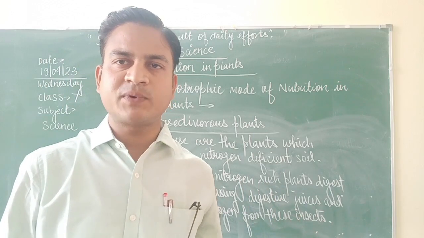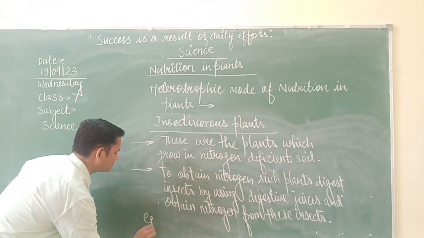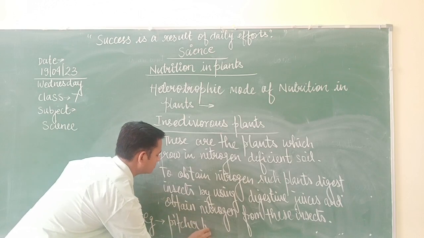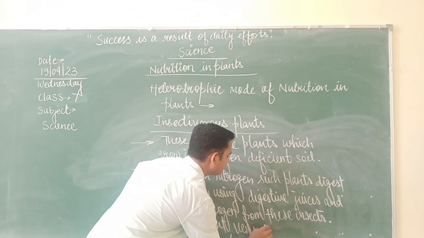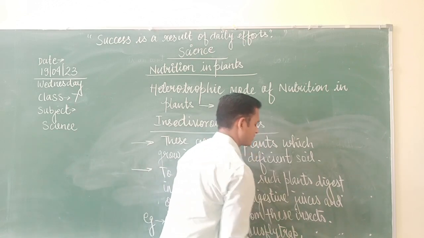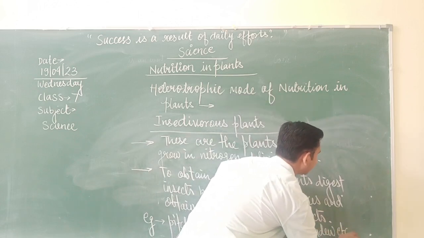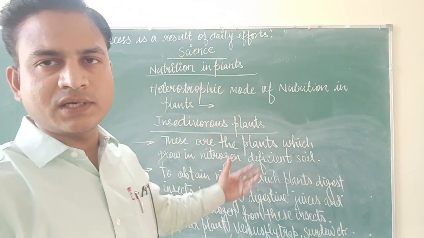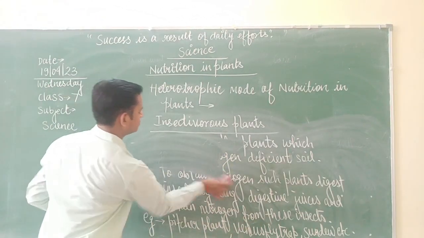There are some examples of such plants. We can say pitcher plant, Venus flytrap, sundew, etc. Now, let us understand with the help of some of these examples.